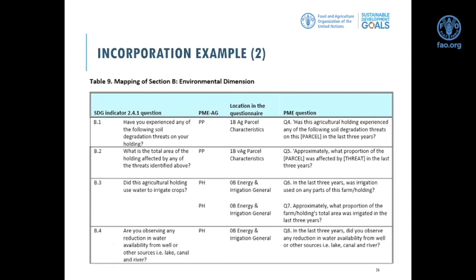This is like this for all items, even other aspects in terms of environment. In the case of 50x2030, the question is at the level of the holding in some cases, and at the level of the parcel in others. And all this was adapted in the instruments.